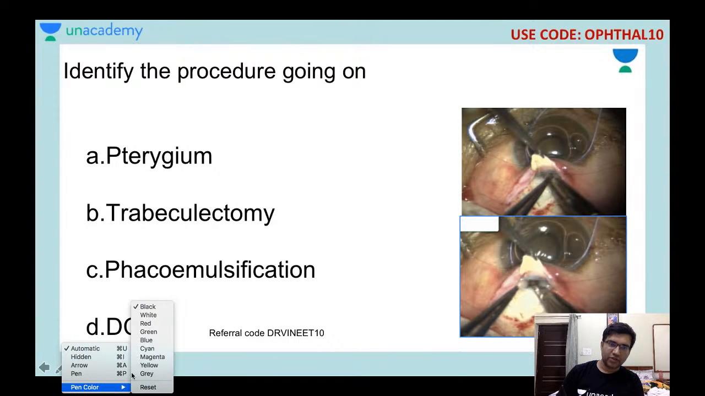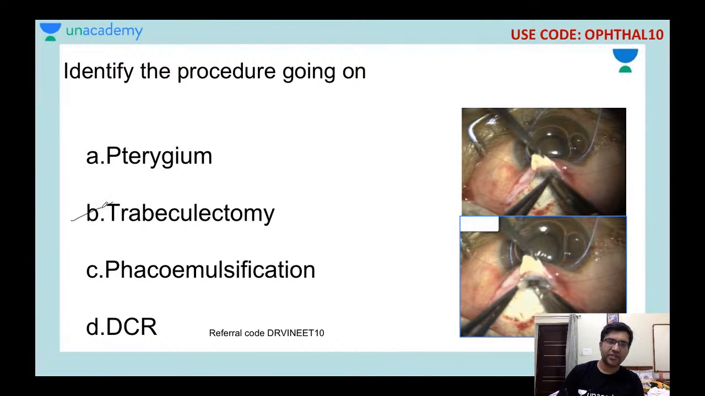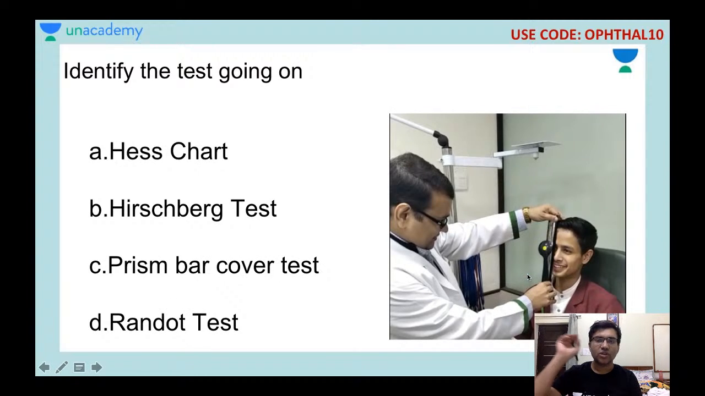Very good. This is a trabeculectomy which is going on. This is a surgery for glaucoma. I call it glaucoma filtration surgery. In trabeculectomy, we make a small hole in the sclera around its junction with the limbus, and through this the aqueous humor flows into the subconjunctival space. Okay, chalo.